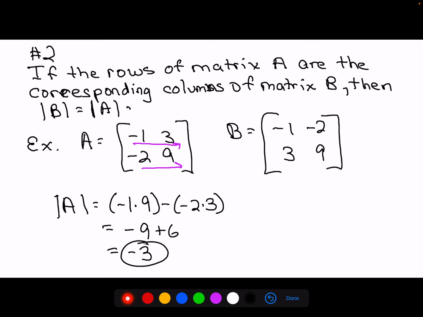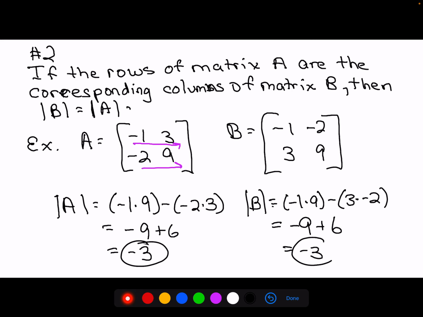Okay, so first one you get negative 3. And we expect to get negative 3 in the second one as well, because notice that you end up multiplying the same numbers together. So there you go. In that case, you know that they both should come out with the same determinant.